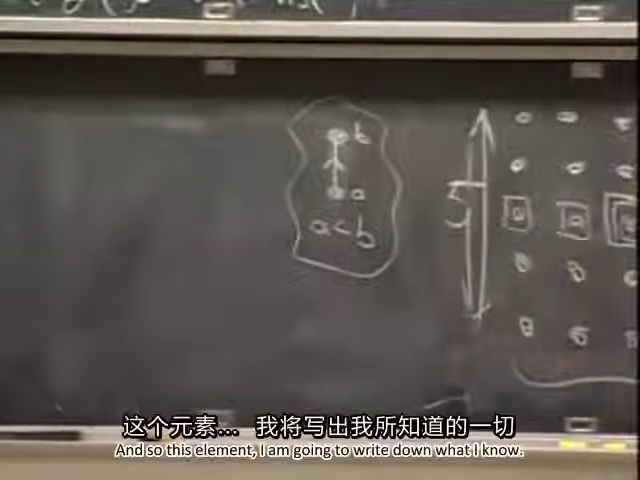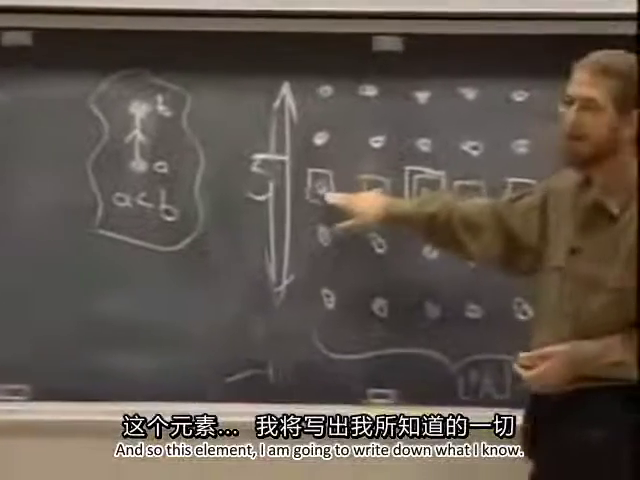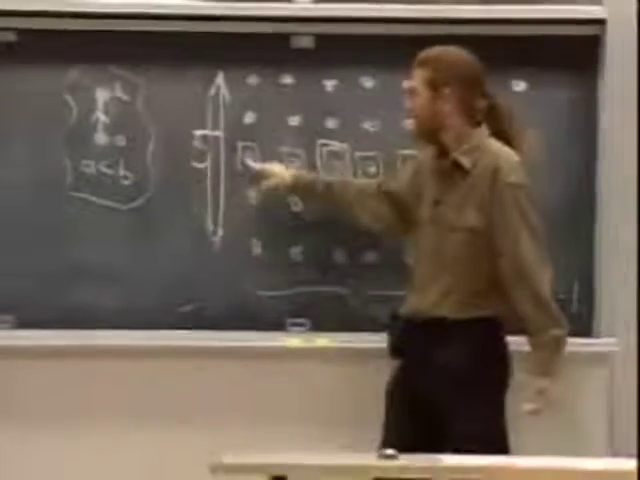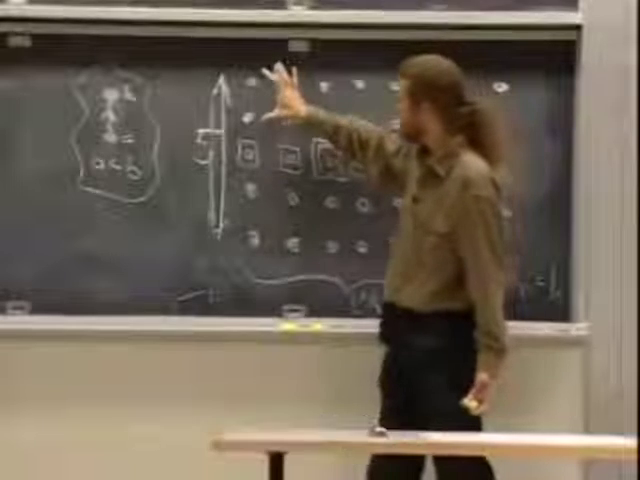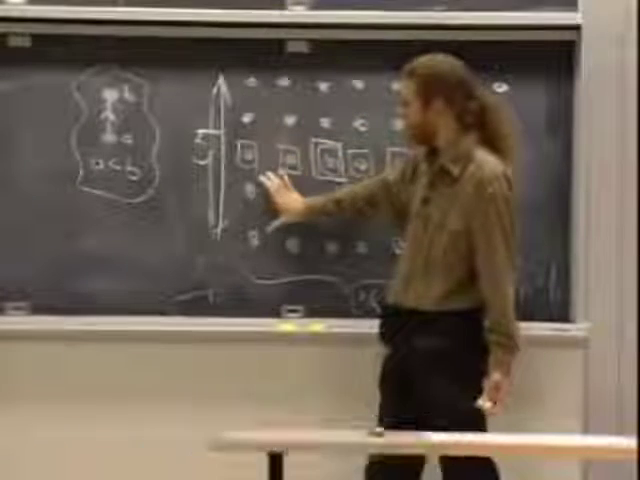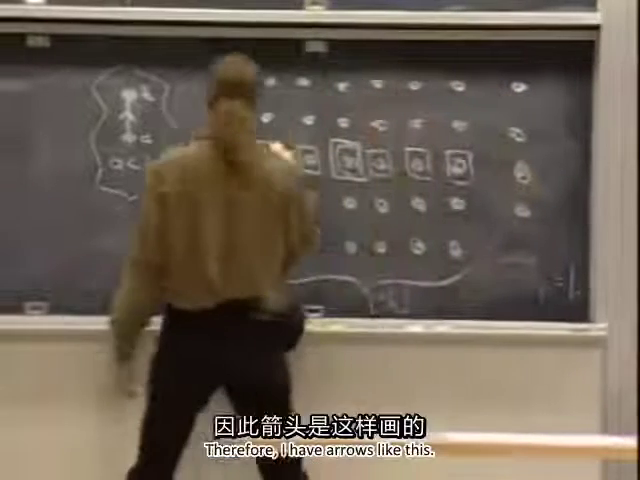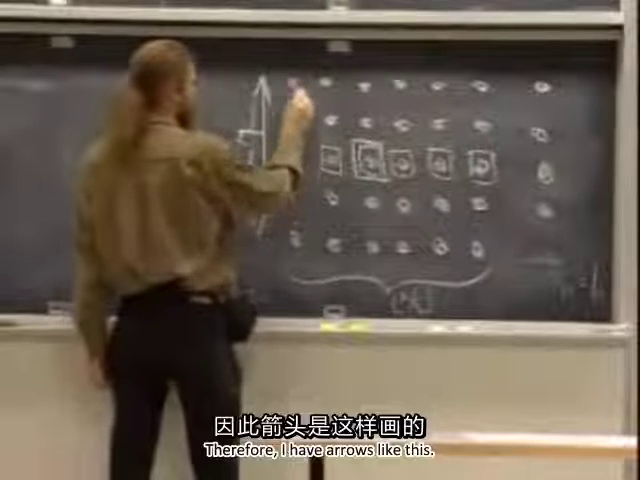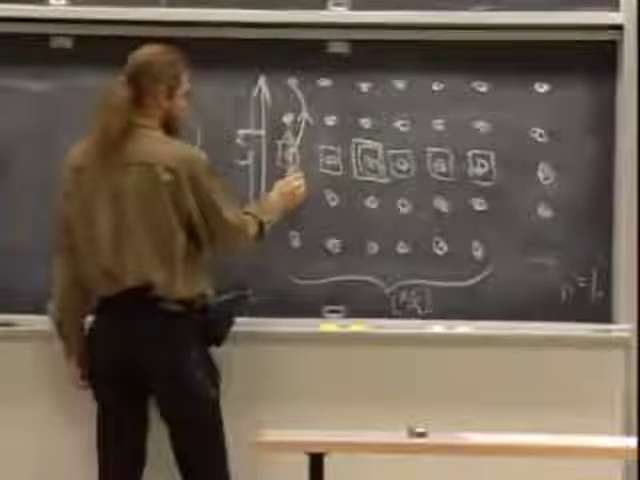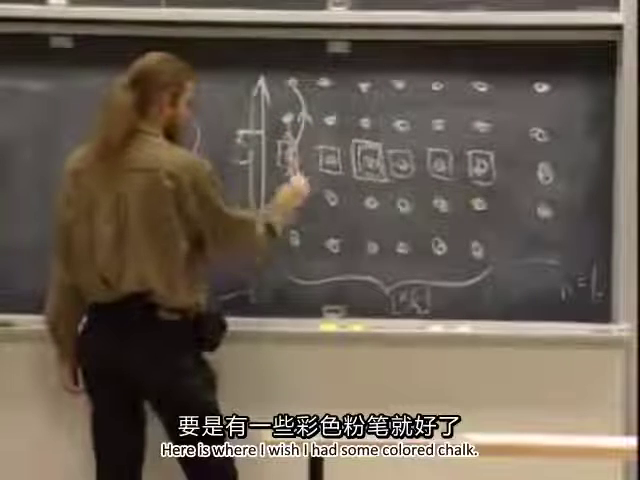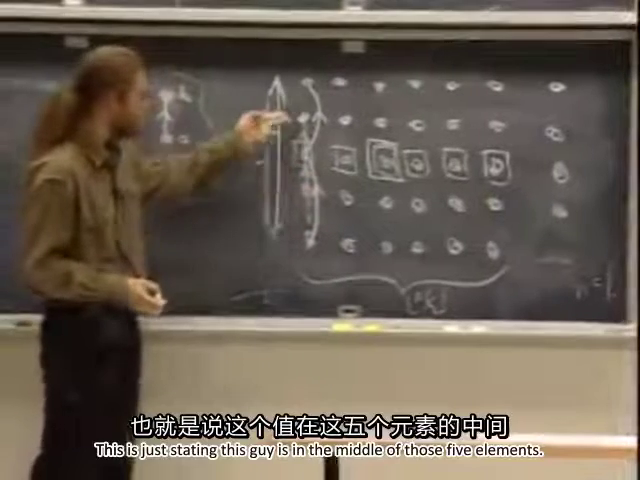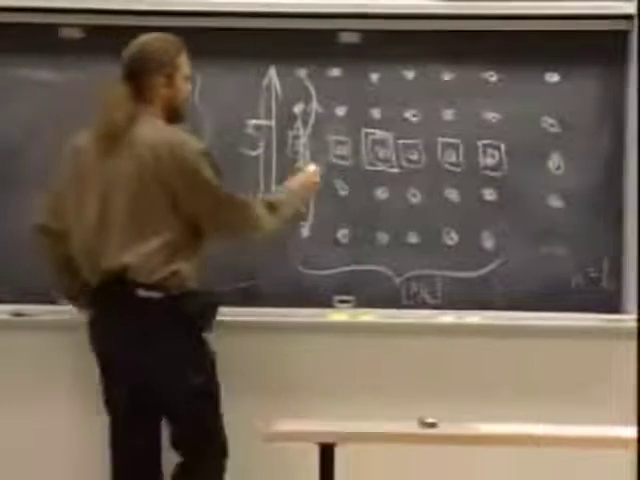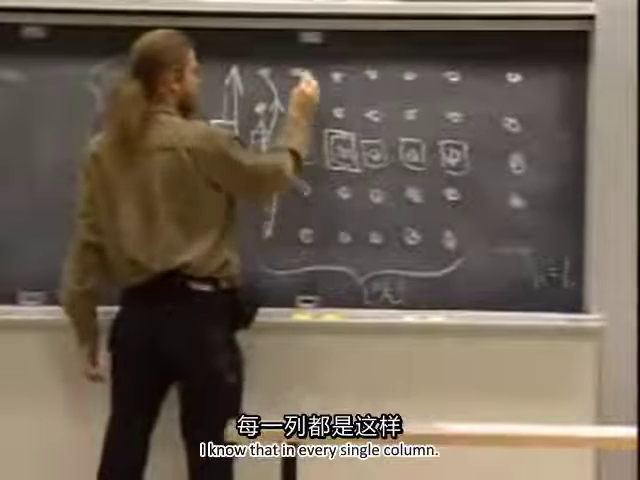Okay? And I'll suppose that, so this element, I'm going to write down what I know. This element is the median of these 5 elements. I'll suppose that it's drawn so that these elements are larger than the median, these elements are smaller than the median. Therefore, I have arrows like this. Okay, here's where I wish I had some colored chalk. Okay, this is just stating this guy is in the middle of those 5 elements. I know that in every single column.